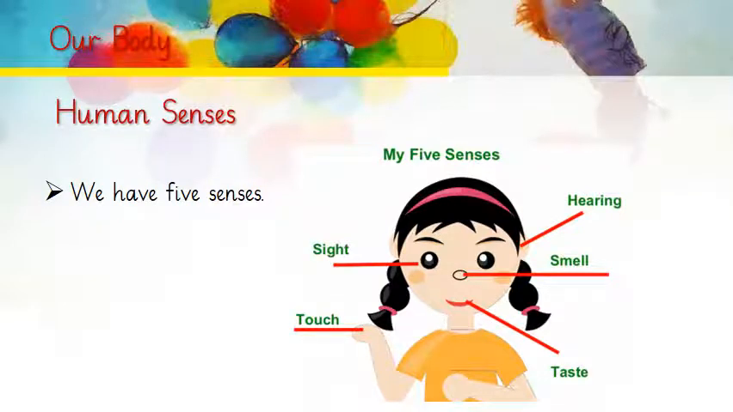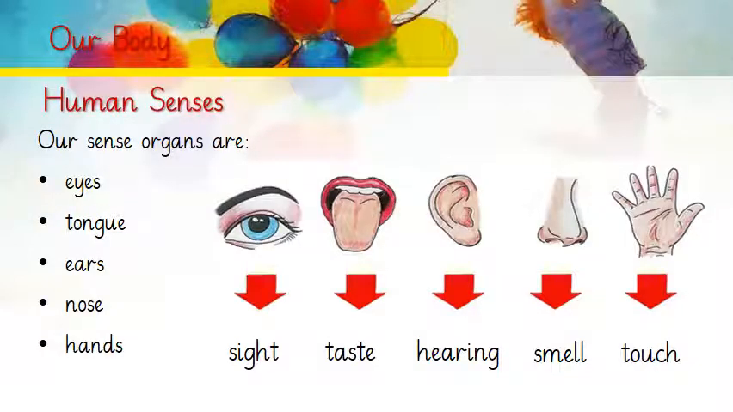Human senses. Children, what are senses? We human beings have 5 senses. And these 5 senses are: sense to touch, sense to see, sense to hear, sense to smell, and sense to taste. Our sense organs help us to sense different things. Our sense organs are eyes, tongue, ears, nose, and hands.